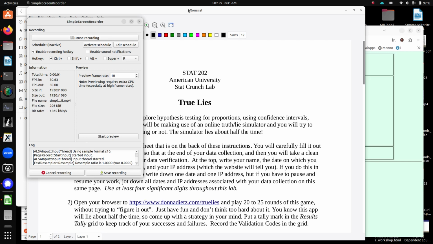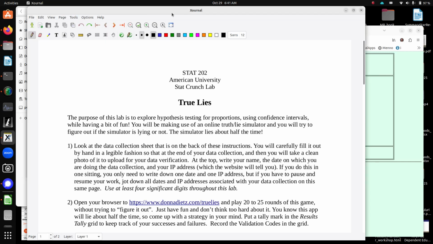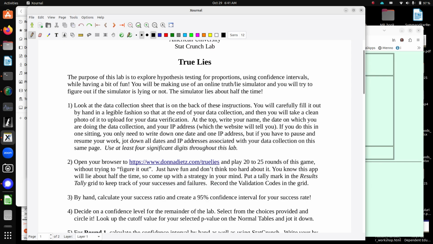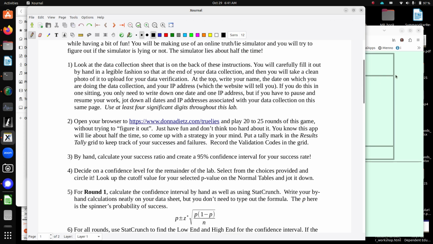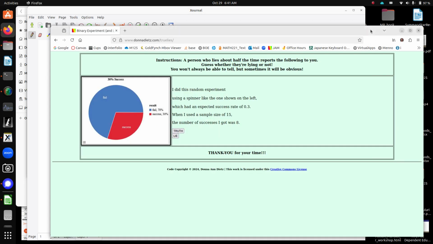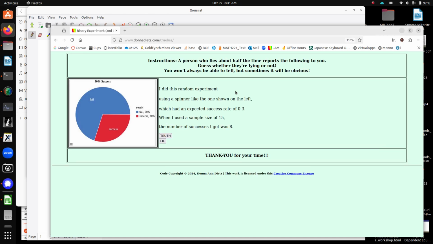Okay, so this lab is, I'm calling it True Lies. And you're supposed to test hypothesis testing. So what you're supposed to do is start by going here and playing around with this file, this game that I wrote. And what it is, you're talking to somebody who lies half the time. And you won't be able to tell if they're lying, but sometimes you will. So what they're lying about is which spinner they use.